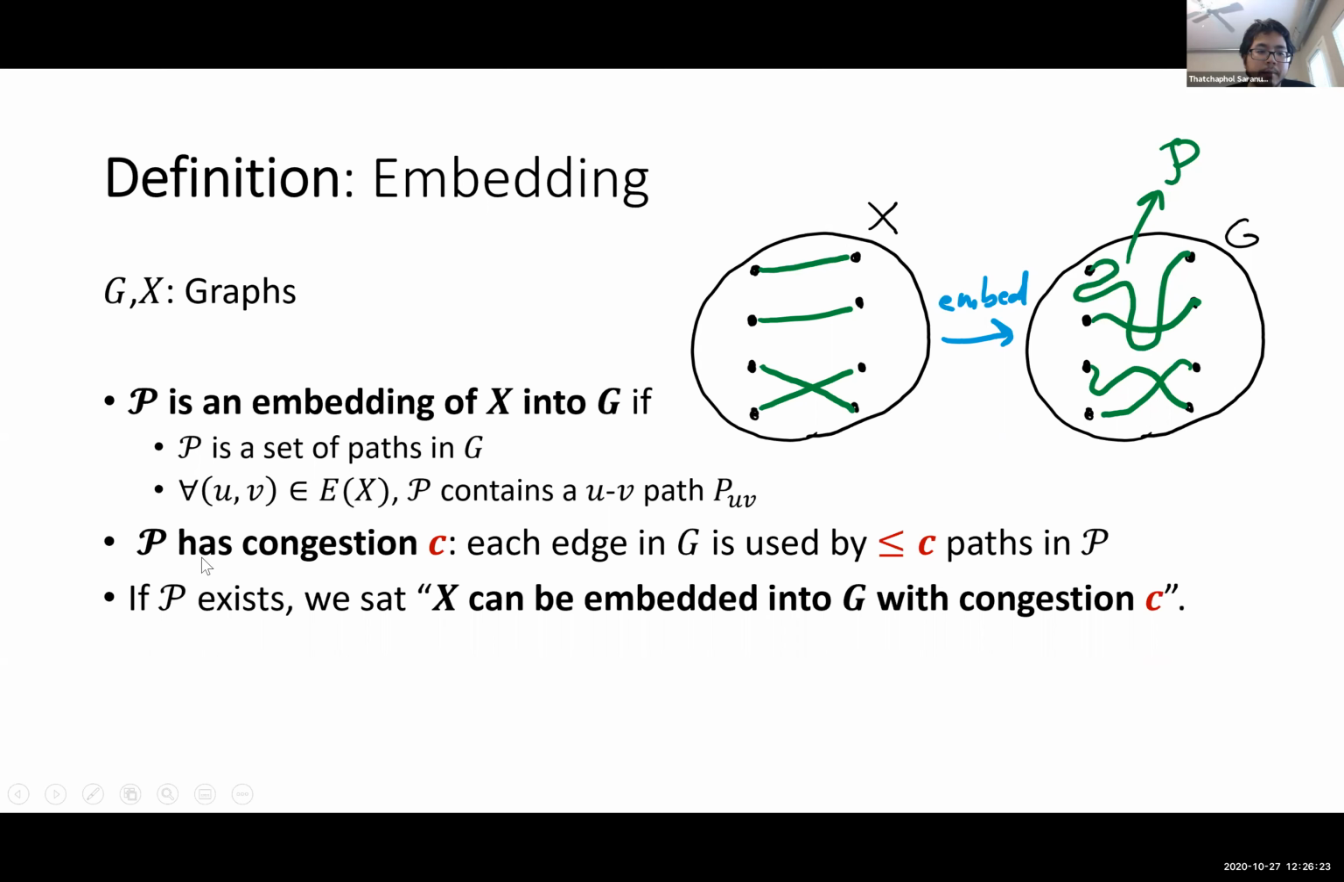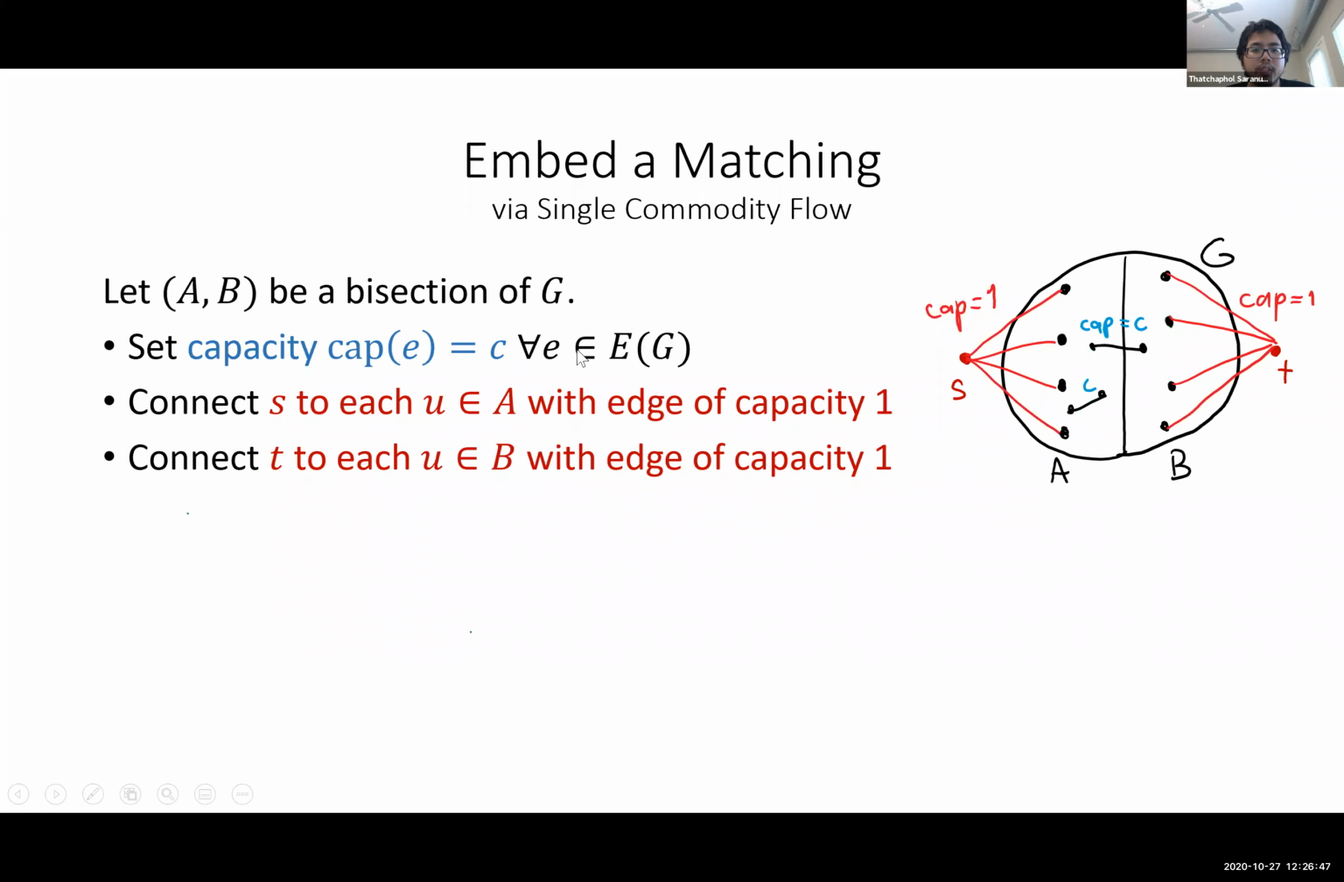And I say that this embedding has congestion C if every edge in G is used by at most C paths from P. And if this P exists, then I say that X can be embedded into G with congestion at most C. All right. So now it turns out that if we want to find an embedding of a matching in the graph, this can be done just by using single commodity flow.